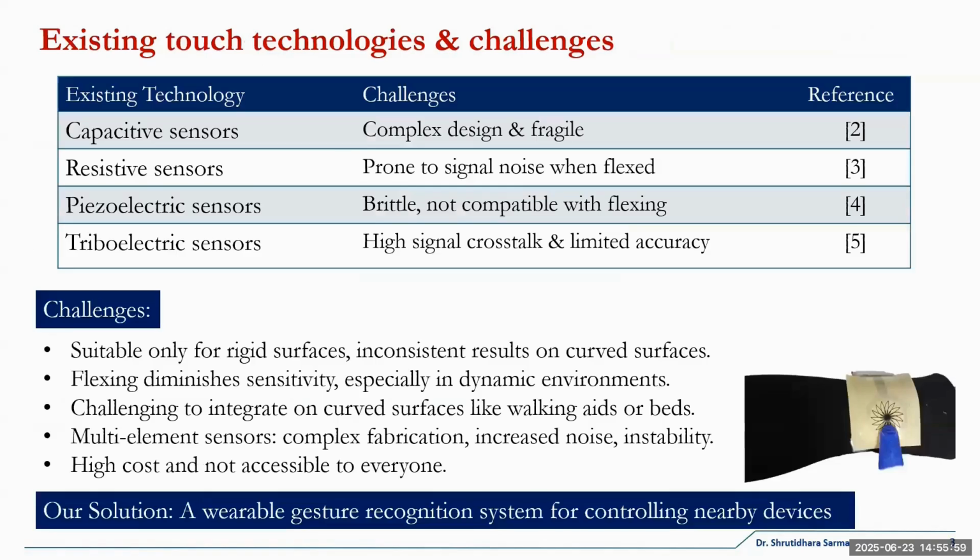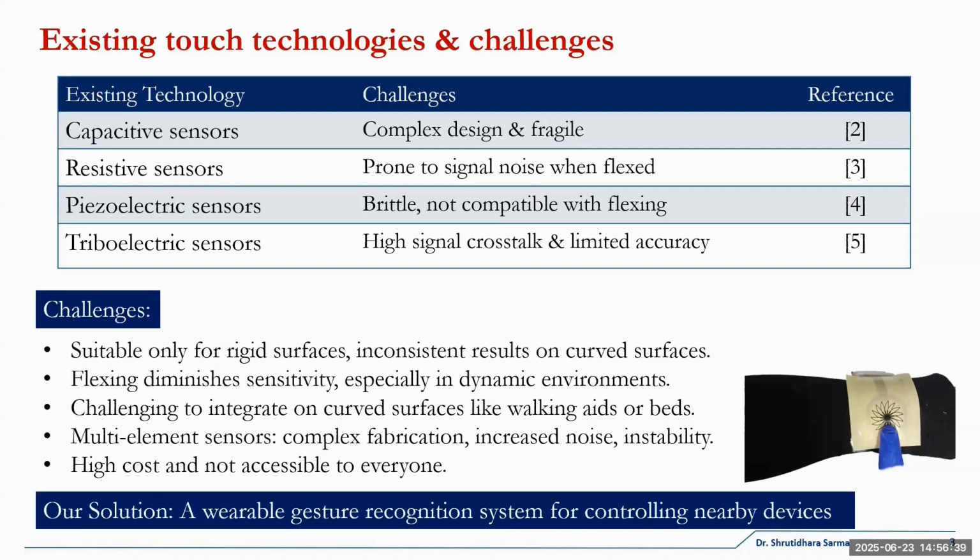They can come in various technologies, like capacitive, resistive, piezoresistive or triboelectric sensors. But all of them come with challenges, because although they have been developed mostly for rigid surfaces, they do not give consistent output on curved surfaces. When you flex a sensor, it disrupts the stability or diminishes the sensitivity. Especially in a dynamic environment, where you are continuously bending and flexing, you may not get a consistent output, which is why it is challenging to integrate them on curved or irregular surfaces.